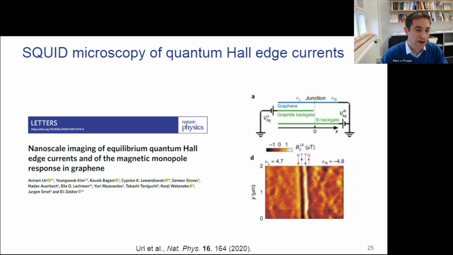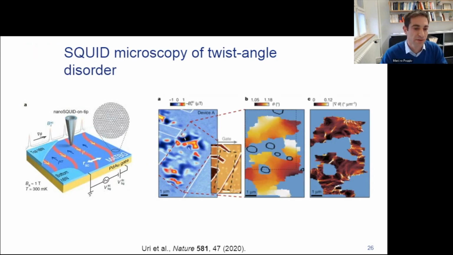And just finally here, another scanning SQUID microscopy experiment from the Zeldov group showing essentially the twist angle disorder in twisted bilayer graphene, and really showing how much disorder there is in these systems. And these images that you see here show you in the kind of brownish where the system is in a superconducting state, so where the twist angle is really at the magic angle. And these patches are really just barely connected. So it really shows that it's almost a miracle that these systems in macroscopic measurements of transport show superconductivity, because there really is so much disorder in there. And in order to understand this, you really need, again, local magnetic scanning probes.